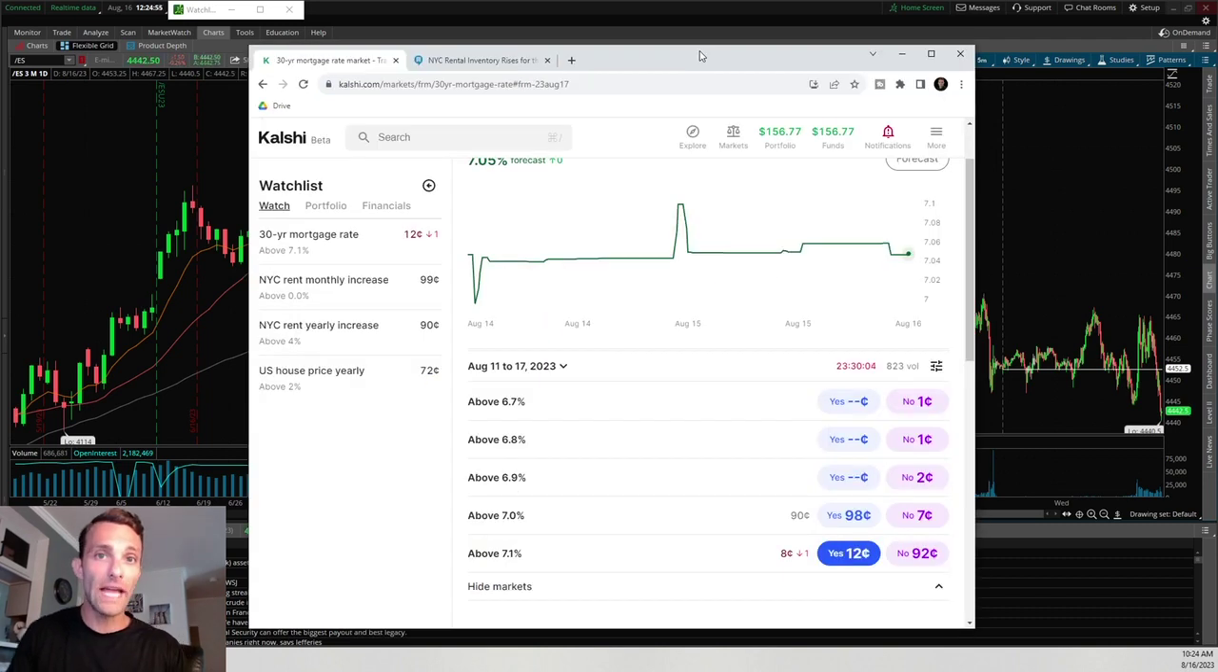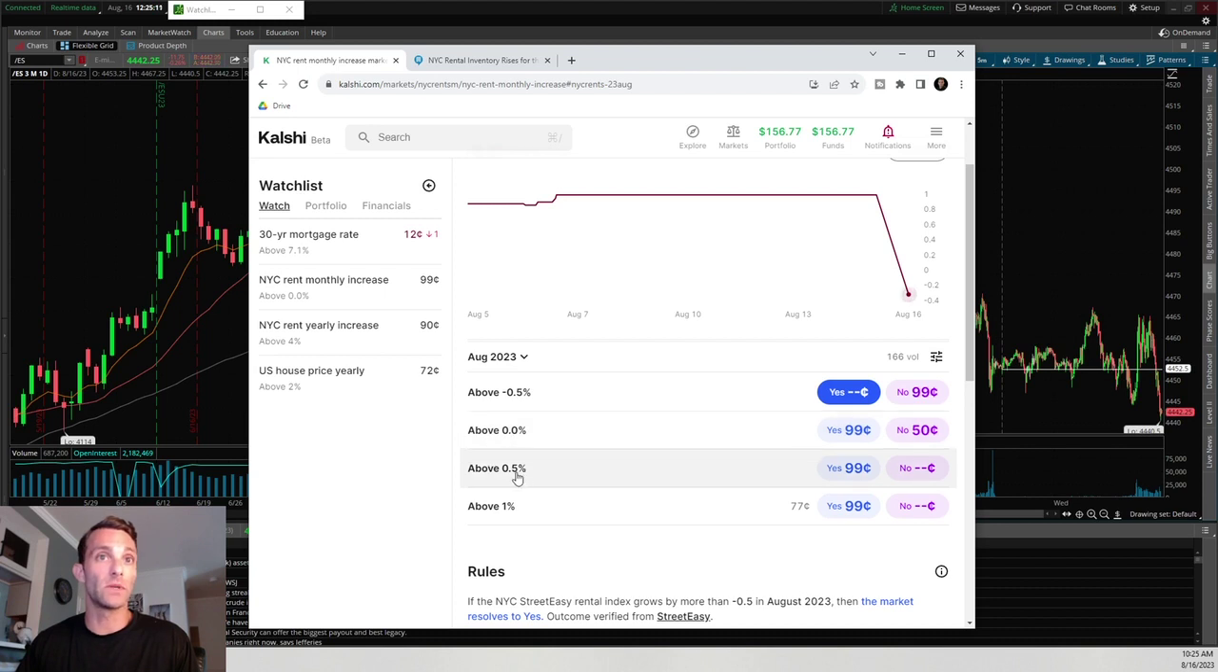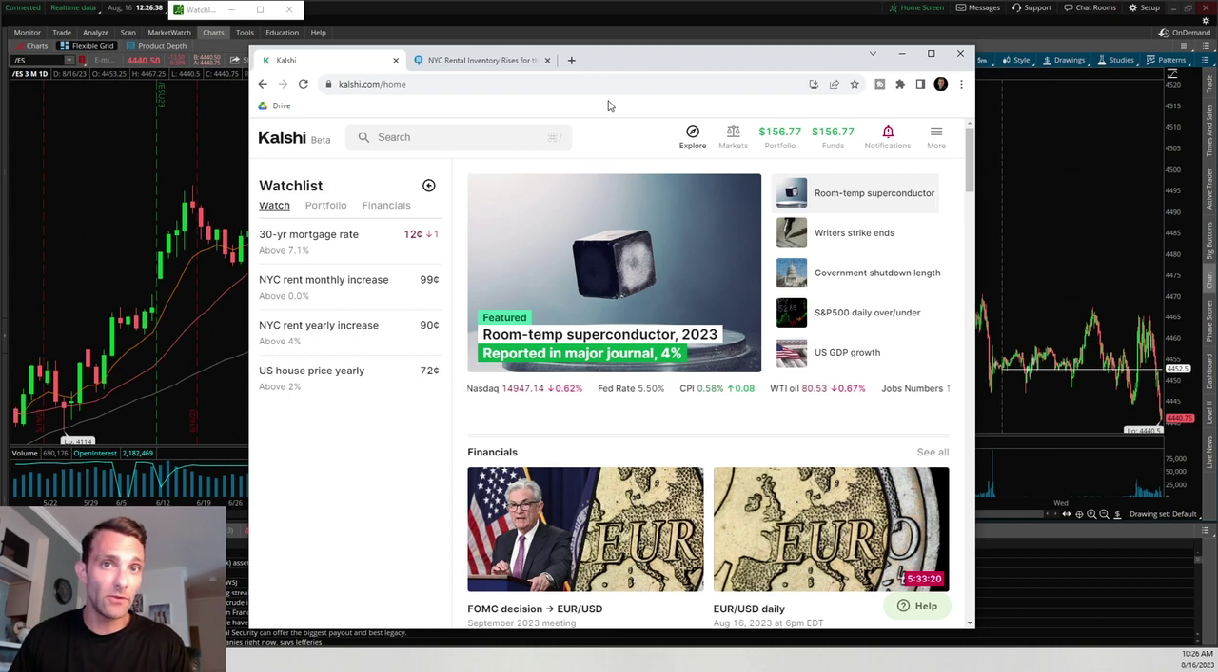So if we're going to use that graph and that information to structure a trade, believing that rent is only going to increase every month and every year, then let's start with the monthly first. Go to NYC rent, and whatever it's currently at right now, so above 0%, 0.5%, or above 1%, if we believe that it's continuously going to get substantially more expensive, then what we would want to do is trade those yes contracts to the upside because the trend has shown that it just continuously gets more expensive. So that was NYC rent on the monthly increase.